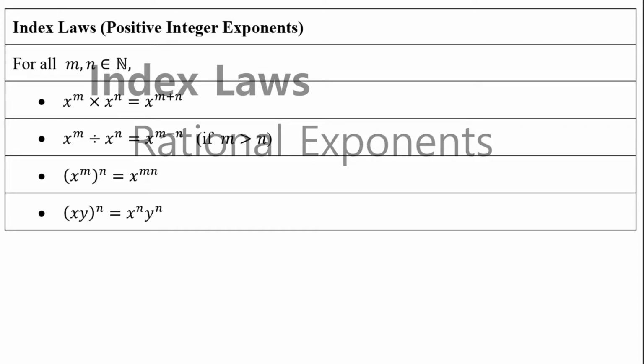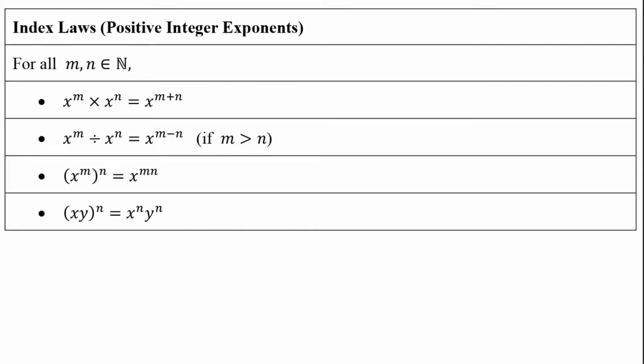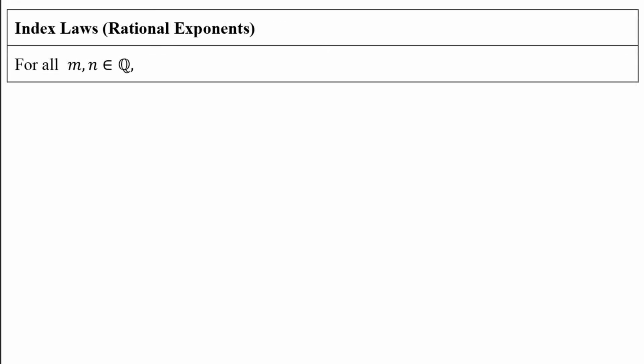We have previously established these index laws for positive integer exponents, in other words where our powers, where our indices, are positive integers. How could we extend these ideas to the situation where those exponents are not necessarily whole numbers? We want to now consider the situation where our exponents might be rational numbers.